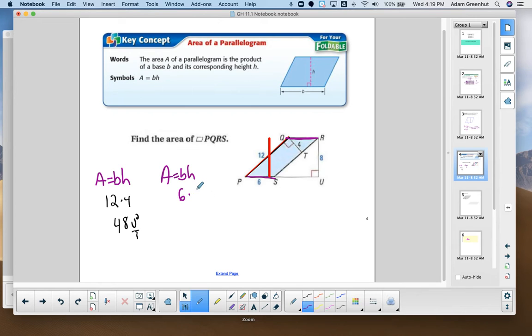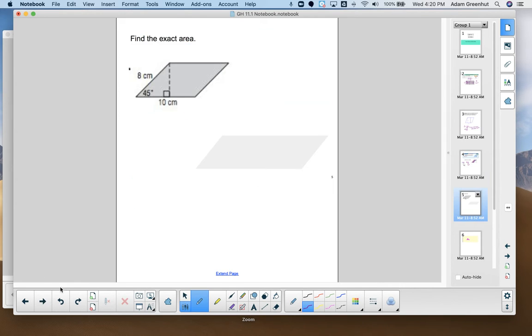So I could do 6 times 8 also. Same result, 48 units squared, which makes sense because I'm trying to find this same blue area. Moral of the story, area of a parallelogram is base times height. The base can be any side as long as the height is the perpendicular distance between those pairs, those congruent sides.